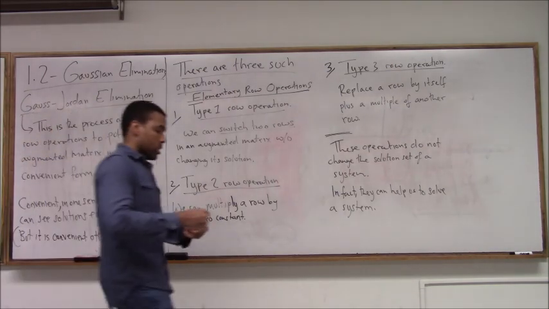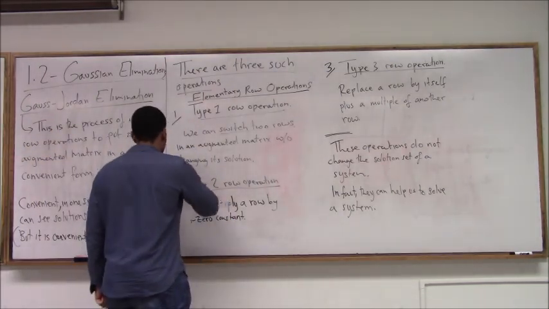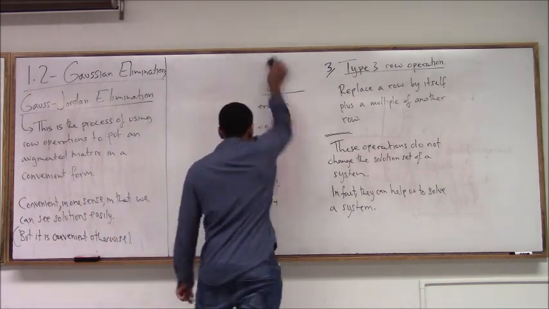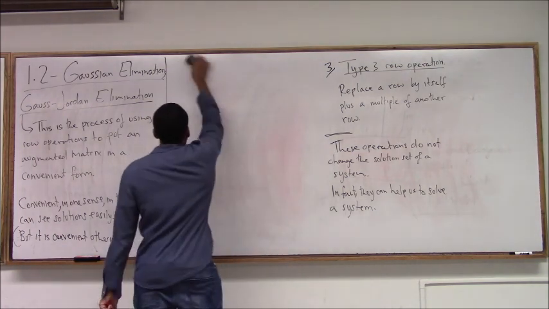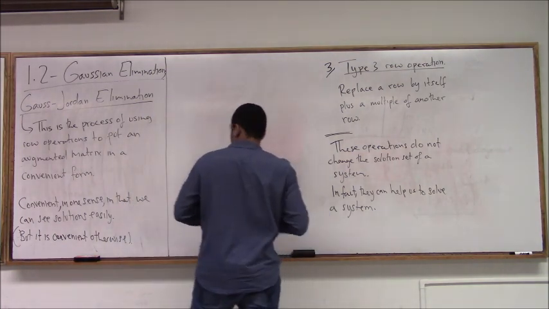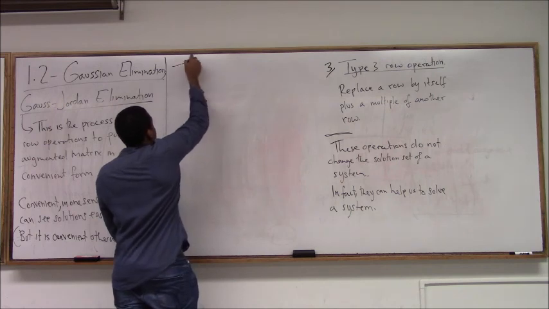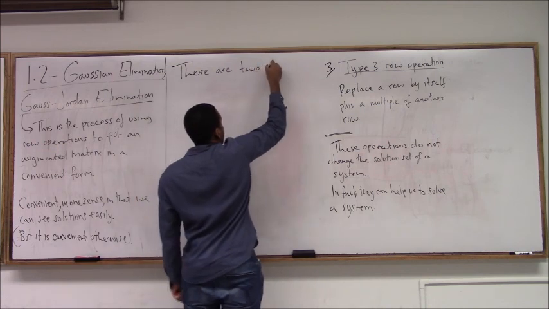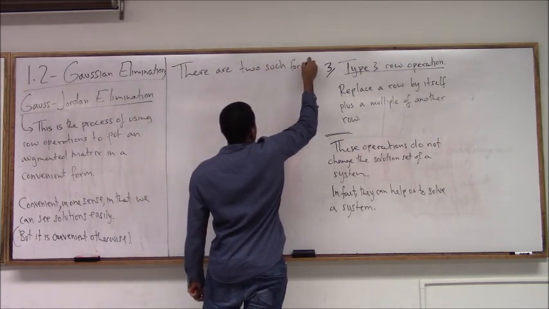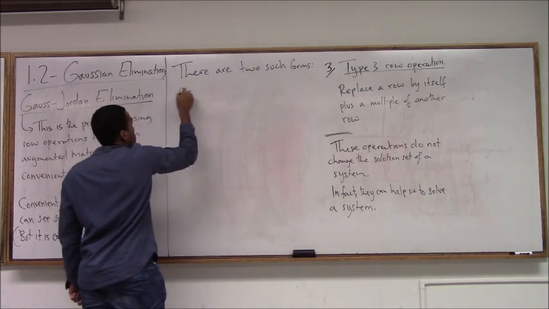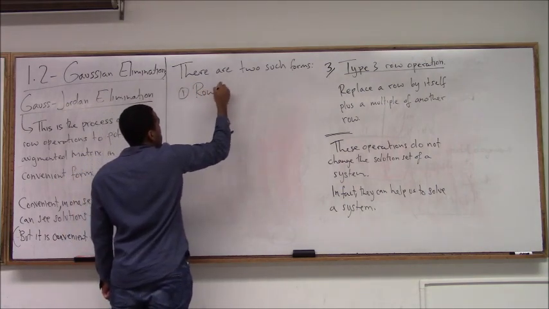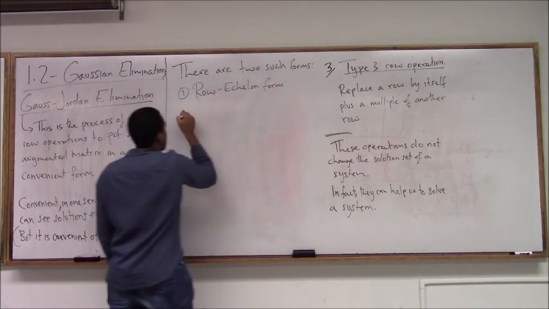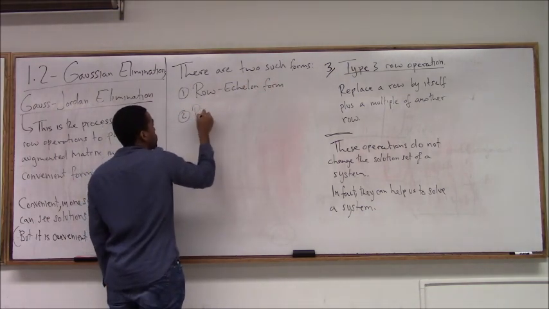So now I want to actually tell you about these convenient forms. There are two such forms. One is called the row echelon form. Two is called the reduced row echelon form.